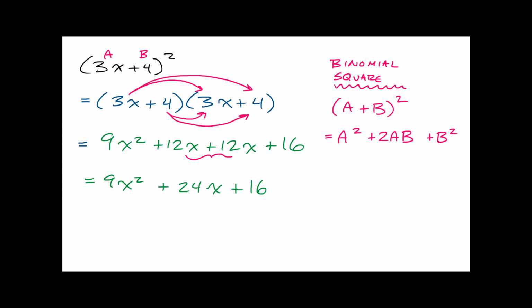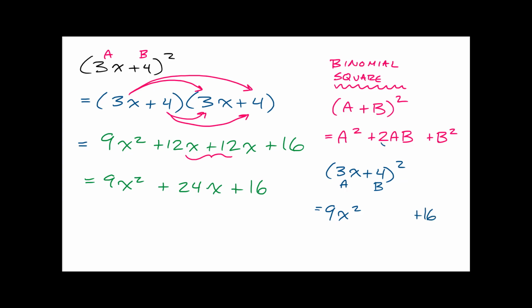So let's see if this makes sense. Let's try and do this with our binomial square. So we had 3x plus 4 squared. So 3x was a. So what did we get when we square a? 3 times 3 is 9. X times x is x squared. The b was 4. So let's put that in the back. B times b, right? 4 times 4 would give me 16.